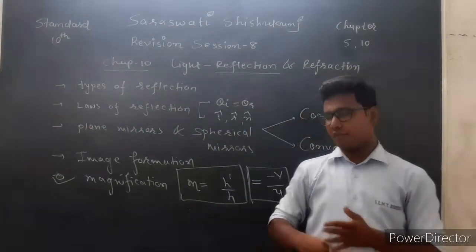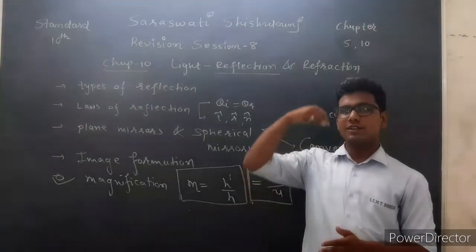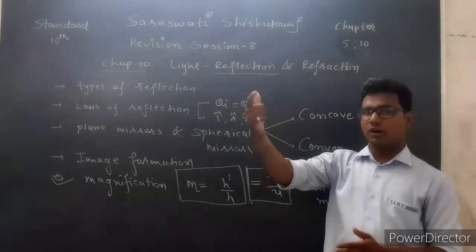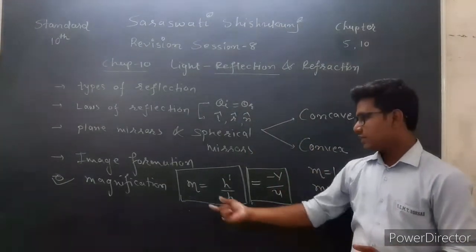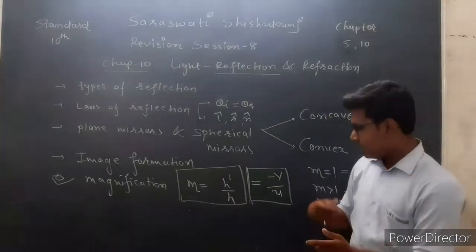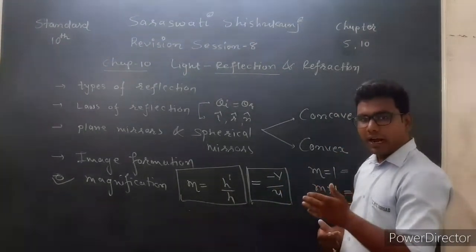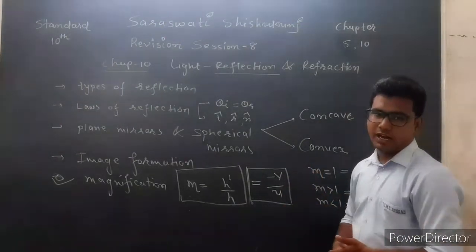So what we can write first, we will write the definition, that magnification is the ratio of height of image to height of object. So it will be formulated as h dash upon h. Another formula is in terms of v and u, where v is our image distance and u is our object distance.